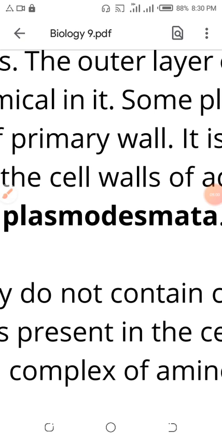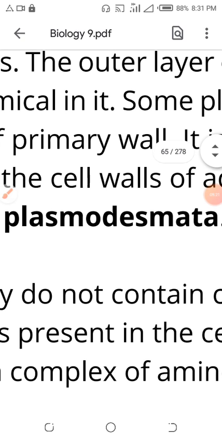Complex carbohydrate. I am teaching you one name: the complex carbohydrate is called polysaccharide. Easy, easy, because I will teach you this word in the next chapter, so don't worry. Polysaccharide, P-O-L-Y-S-A-C-C-H-A-R-I-D-E, polysaccharide. And plasmodesmata is present in the cellulose, meaning the primary cell wall.